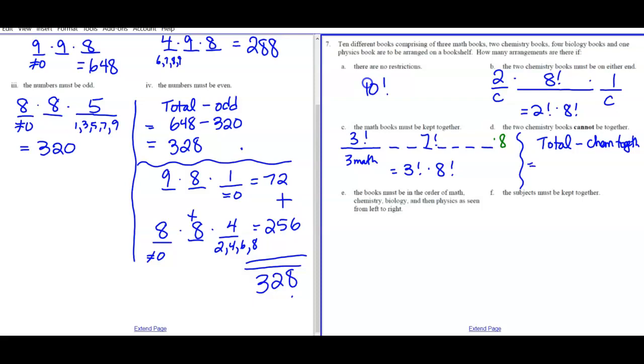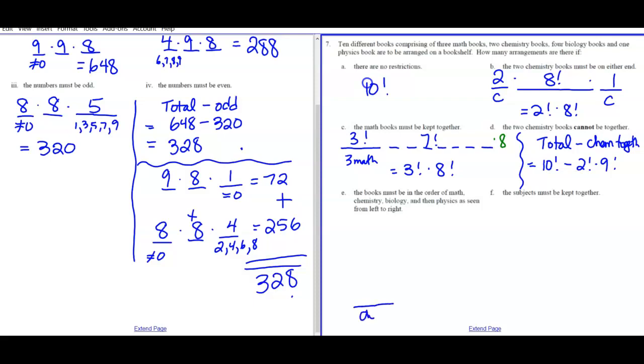Okay, so total is 10 factorial. Chem together, this was math together. So now chem together would be 2 factorial for the chem. There's 8 remaining books, and this is together anywhere. 1 more than 8 is 9, so that's 9 factorial. Okay. If you want to show it out, you can do, I'll do it down here.